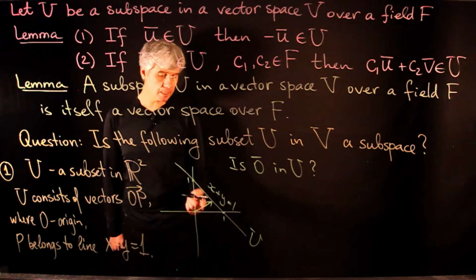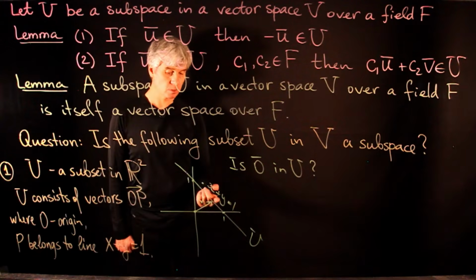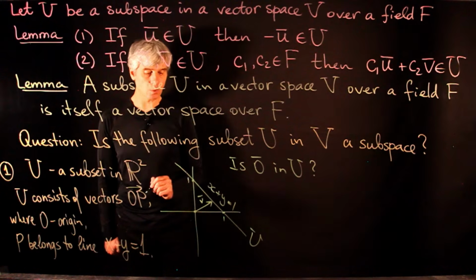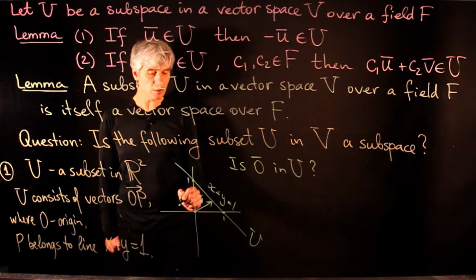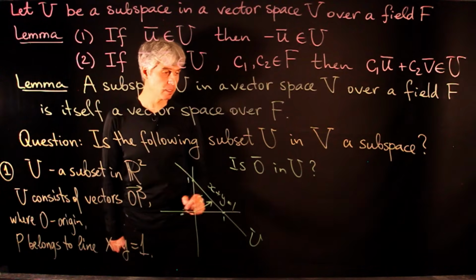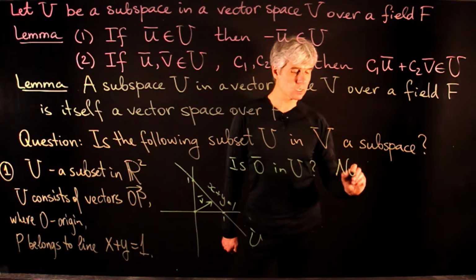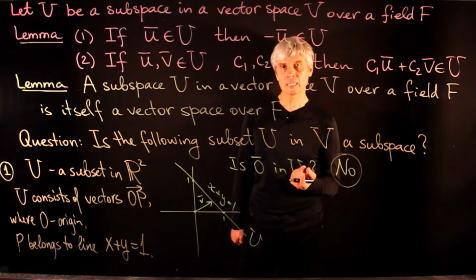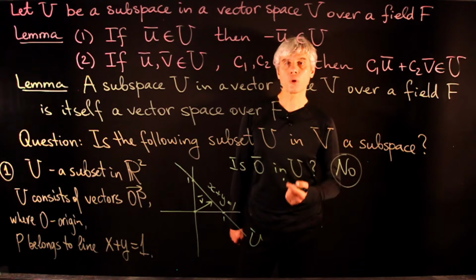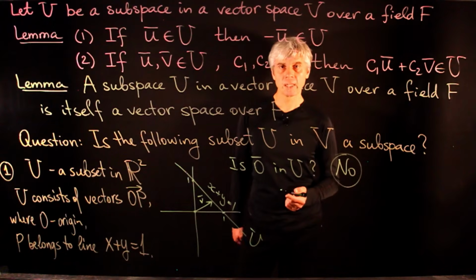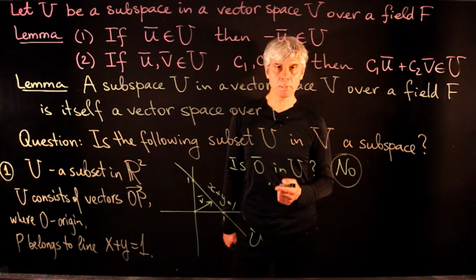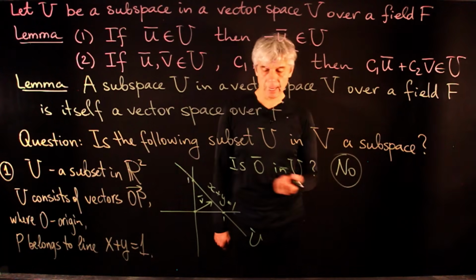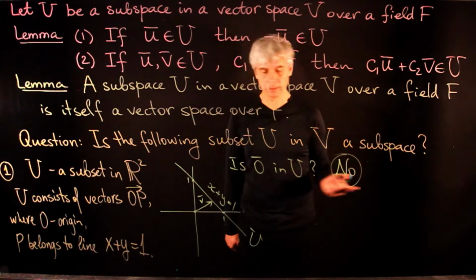And here we see that the answer is negative. So if we take a 0 vector, which connects the origin to itself, the 0 vector is not on this line. And so the answer is negative. For something to be a subspace, it should satisfy all three properties of a subspace. If any one of these three properties fails, then this subset is not a subspace. And here the first property failed right away.